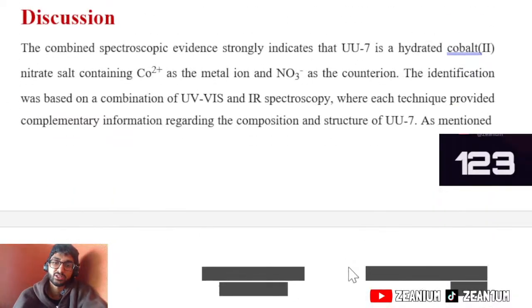Then we have the discussion. So basically, just some questions I had to answer in the lab report, which were crucial because otherwise I couldn't get graded.